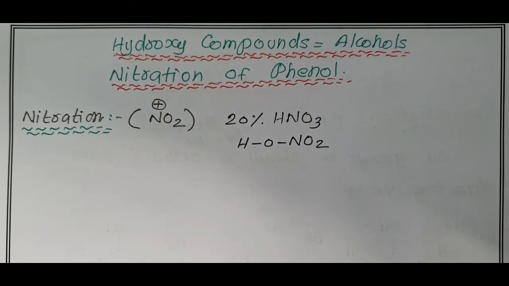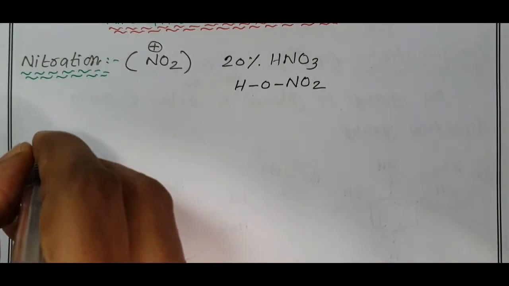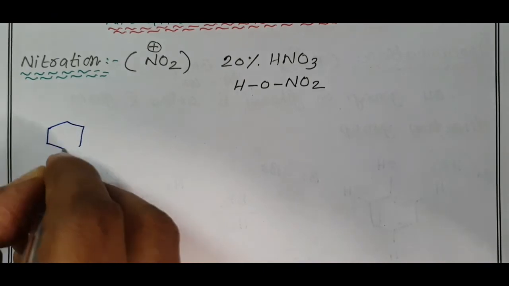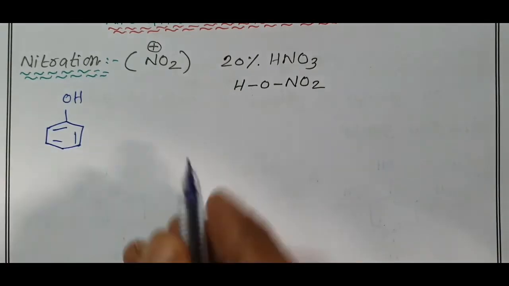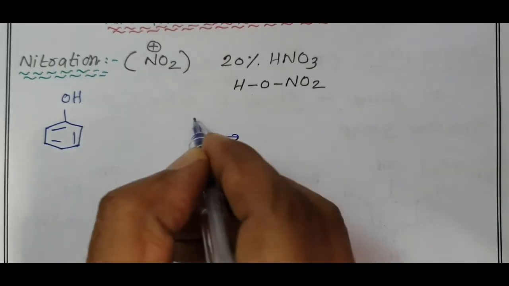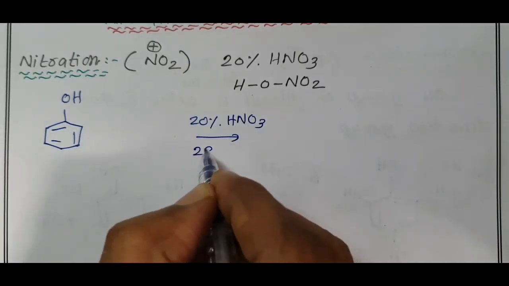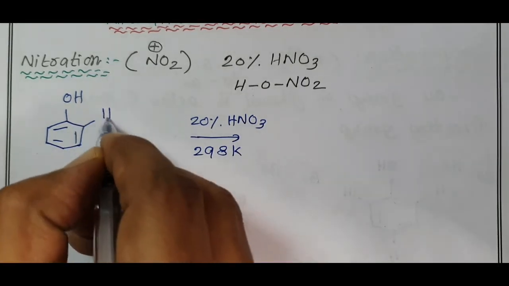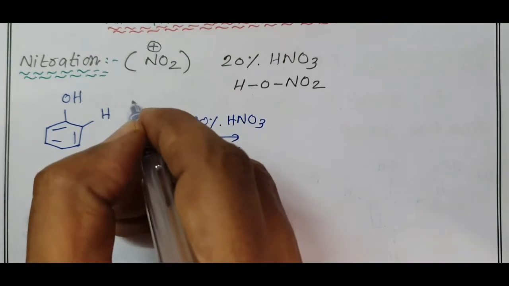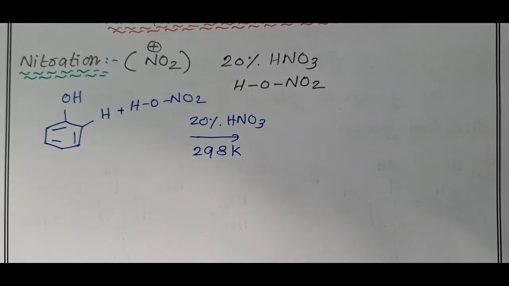Now phenol undergoes nitration with 20% nitric acid. The molecular formula for phenol is C6H5OH. With 20% HNO3, even at room temperature, 298 Kelvin or 25 degrees Celsius, now I separate one ortho hydrogen. Nitric acid, HONO2, undergoes reaction with the ortho hydrogen first.